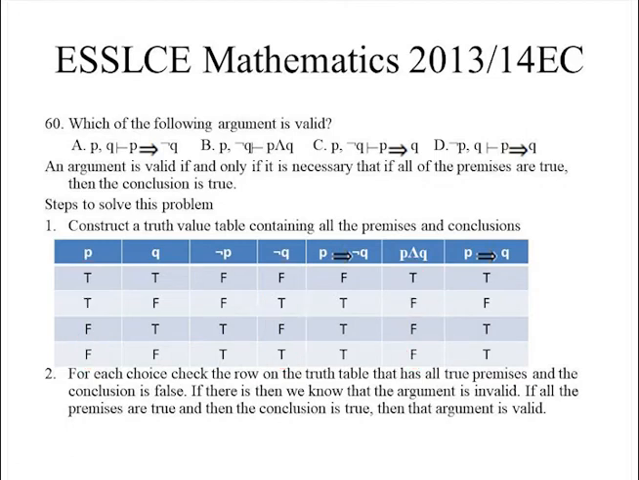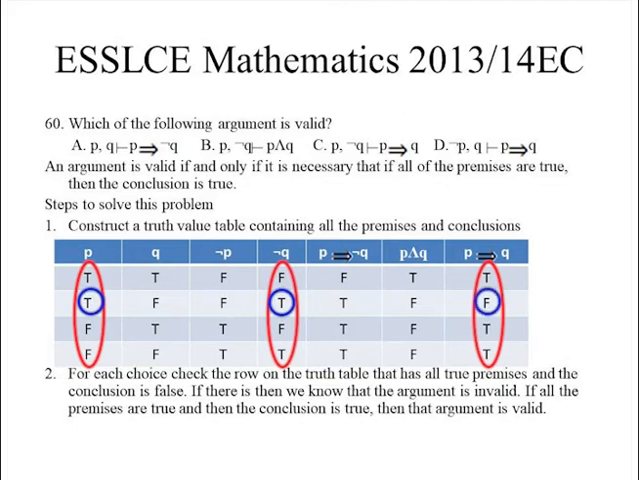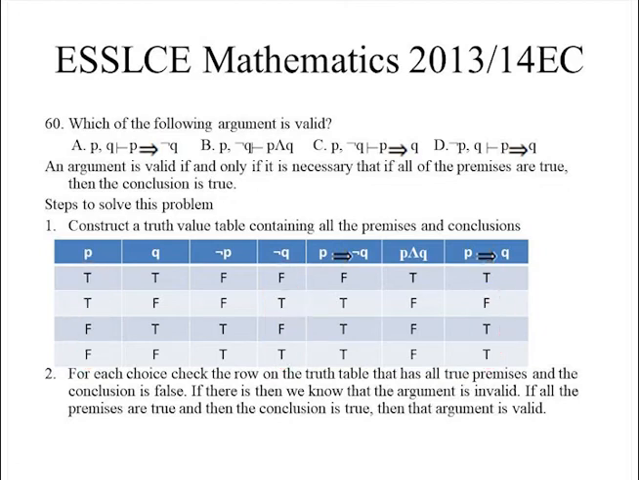Choice C, P, negation of Q yields P implies Q. Now we have to compare first, fourth, and seventh columns. First and fourth columns are true only in row 2. Row 2 of the seventh column is false, meaning the premises are true and the conclusion is false, so this argument is also invalid.